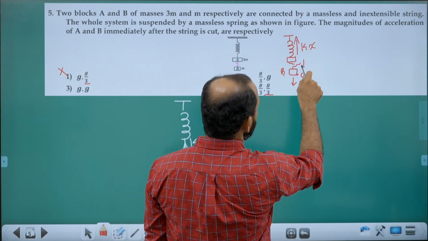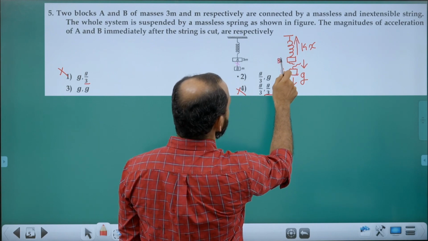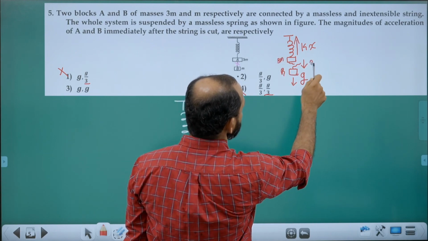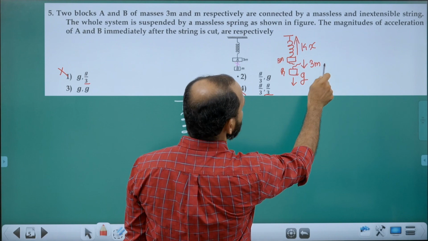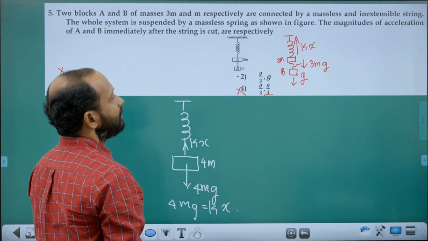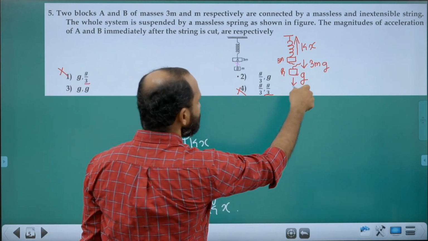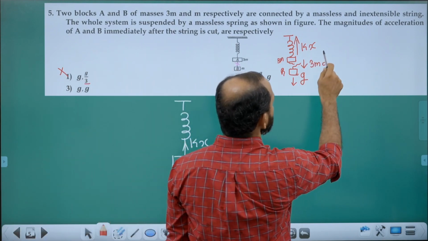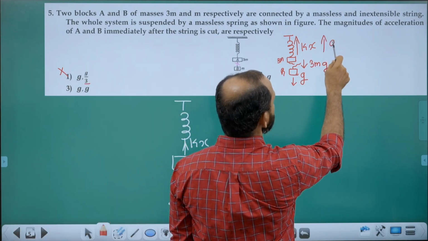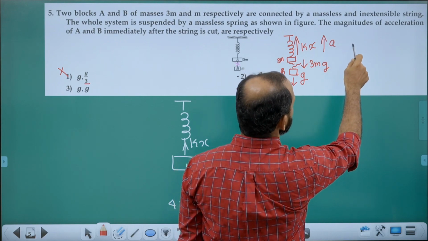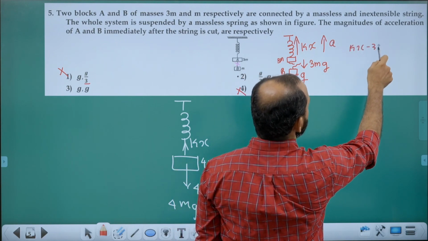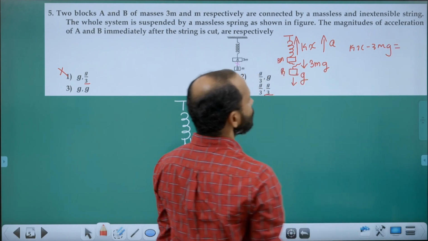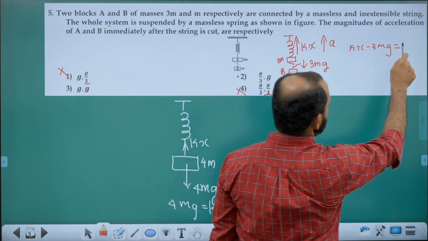What is the downward force? What is the mass of that one? That is 3m. So 3m into g is acting downward, and this mg is lost. Now what is the net force? It is accelerating upward. Net force is kx minus 3mg. That is equal to mass times acceleration. What is its mass?